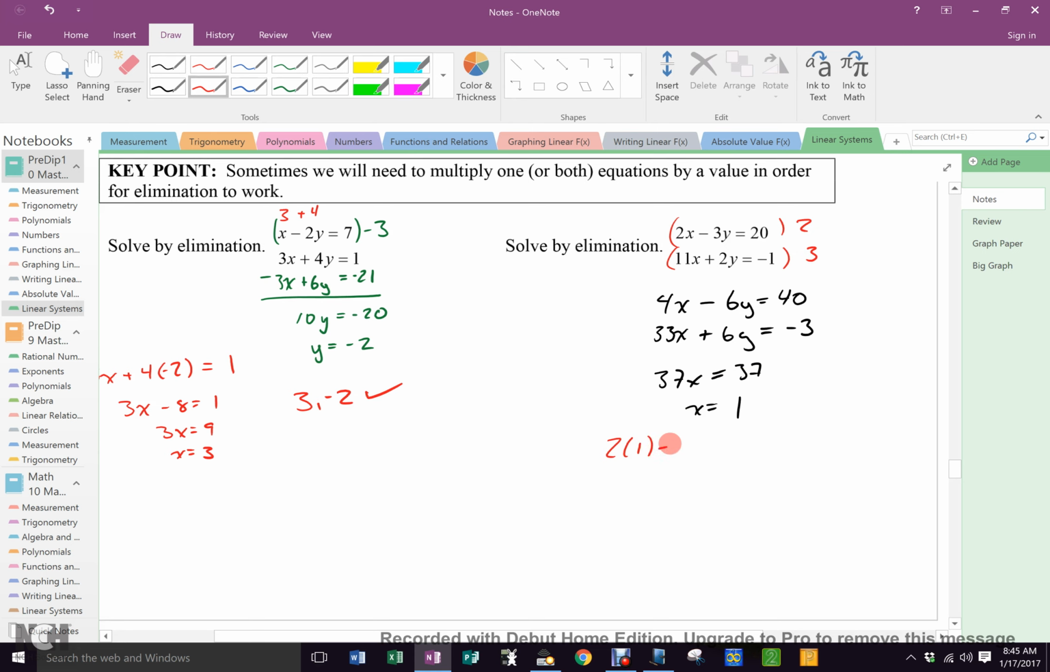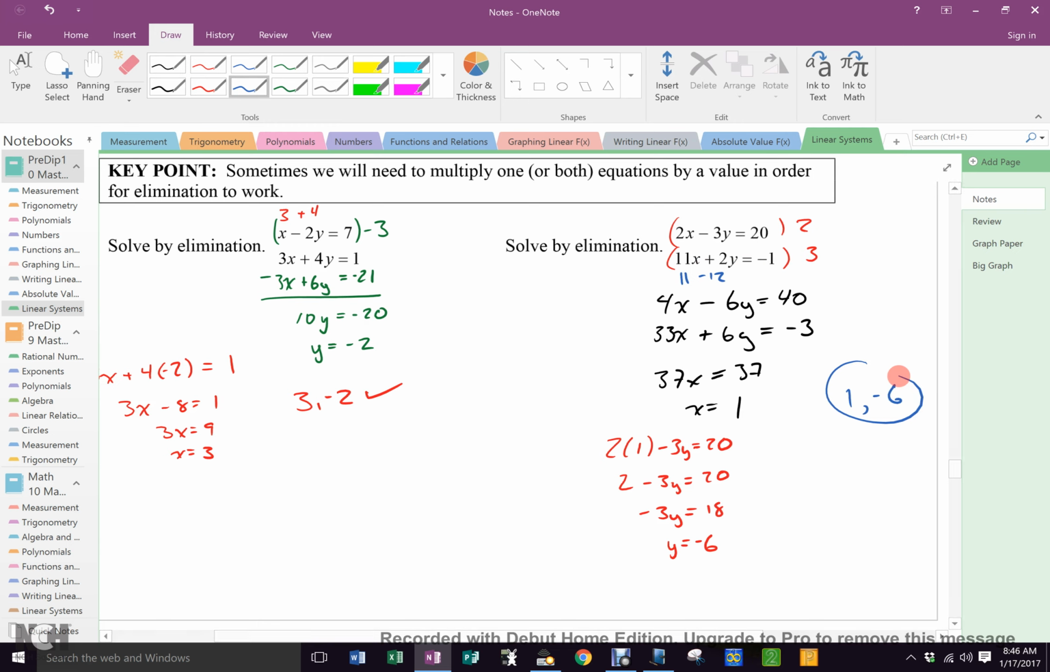2 times 1 minus 3y equals 20. 2 minus 3y equals 20. Negative 3y equals 18. Y equals negative 6. What's my answer? 1, negative 6. Which one do I check? The other one. What's 1 times 11? 11. What's 2 times negative 6? Negative 12. Is 11 minus 12 negative 1? So are we correct? Everybody good with elimination?